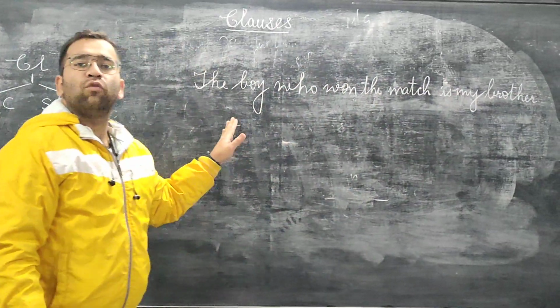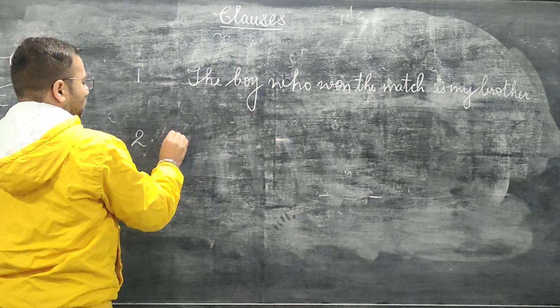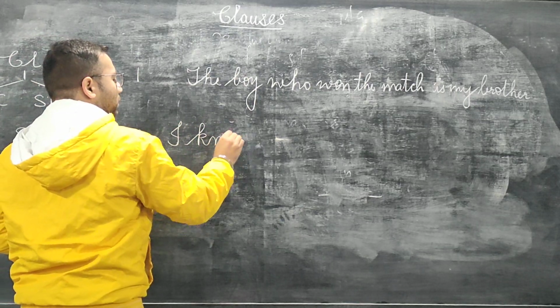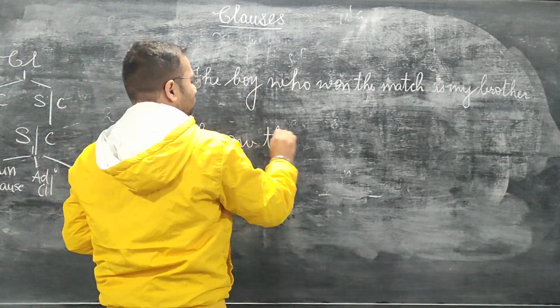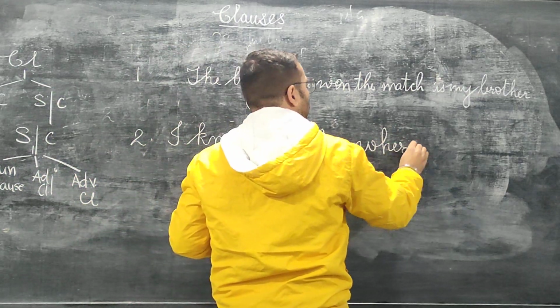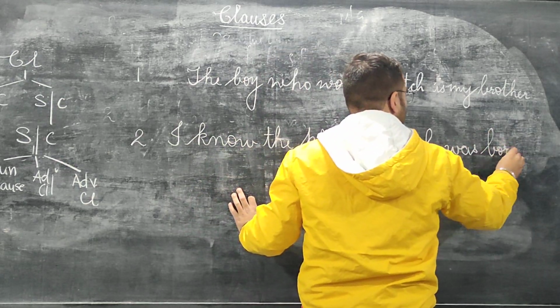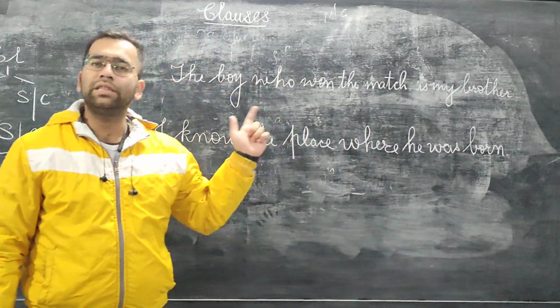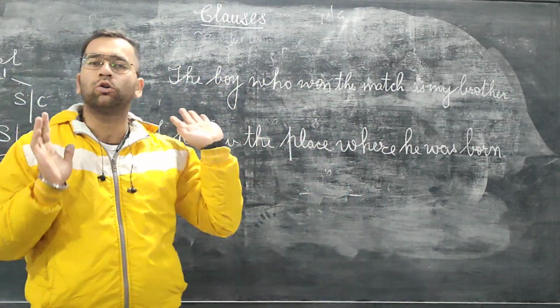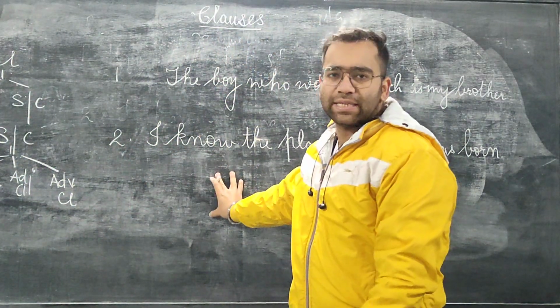The boy who won the match is my brother. Second sentence: I know the place where he was born. Now in these two sentences you have to find out the clauses. I don't know what kind of clause is there. I will go step by step.